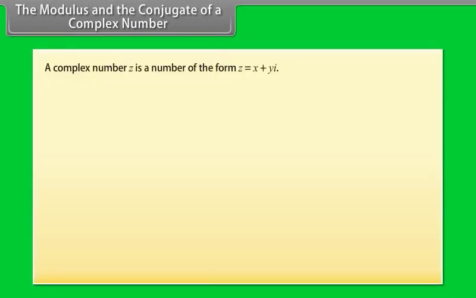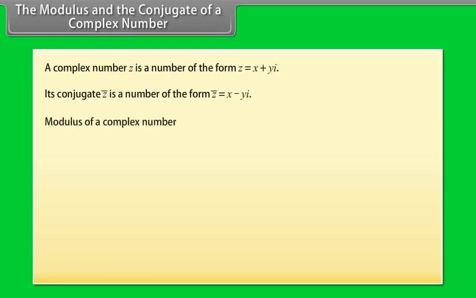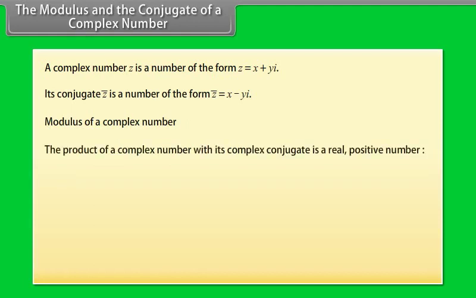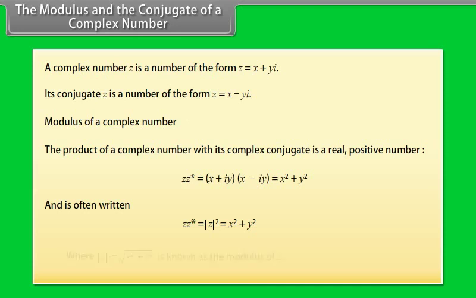The modulus and the conjugate of a complex number. A complex number z is a number of the form z is equal to x plus y iota. Its conjugate z bar is a number of the form z bar is equal to x minus y iota. Modulus of a complex number. The product of a complex number with its complex conjugate is a real positive number, that is, z into z bar is equal to x plus iota y into x minus iota y, which is equal to x square plus y square, and is often written z into z bar is equal to the square of modulus of z, which is equal to x square plus y square, where modulus of z is square root of x square plus y square.